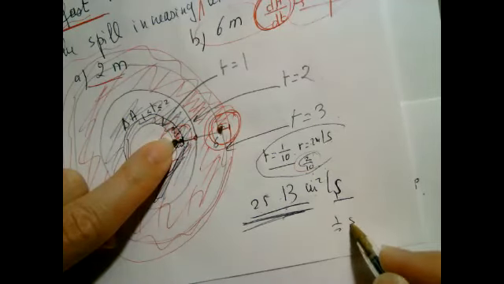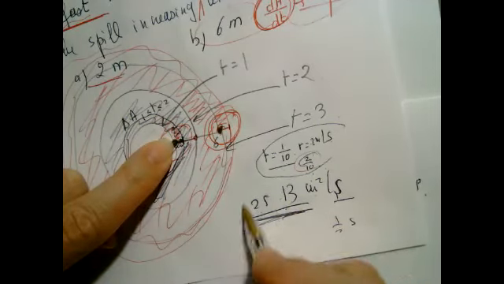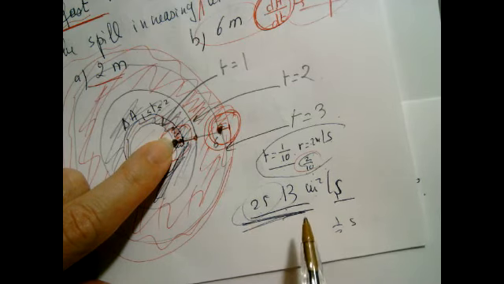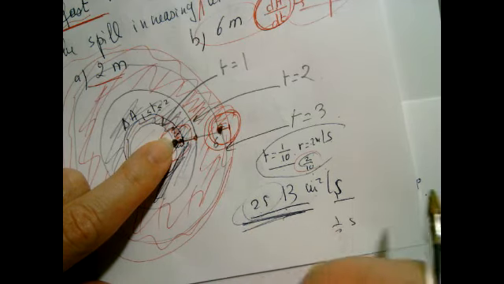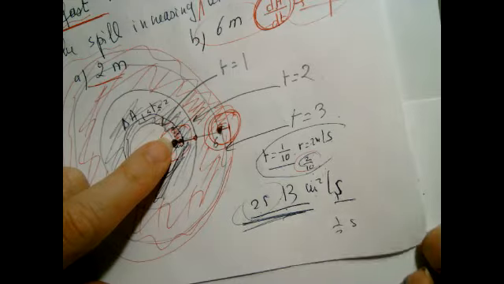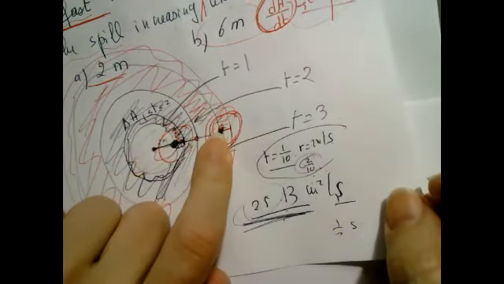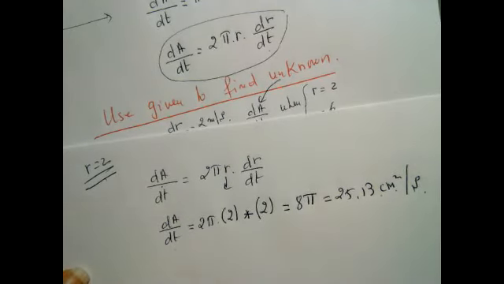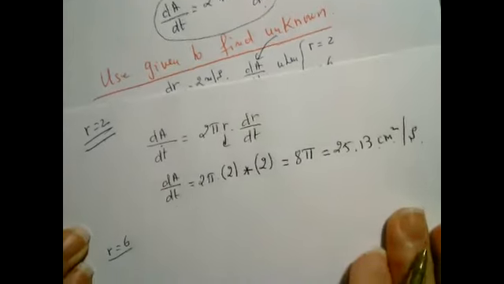Half a second later, it increased by how much? Almost half of 25, like 12 point something. A quarter of a second, a quarter of that much. So this is really giving you how fast the area is increasing at 2. Now at 6, it's going to increase faster. And let us see at 6, how fast it is increasing.